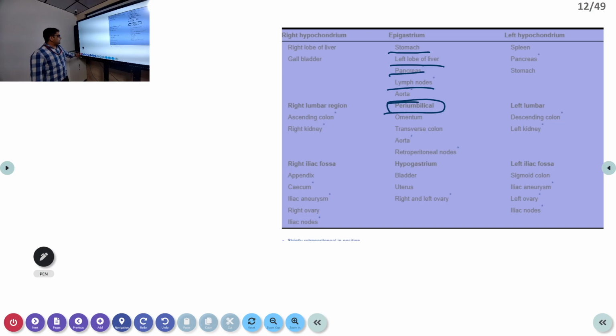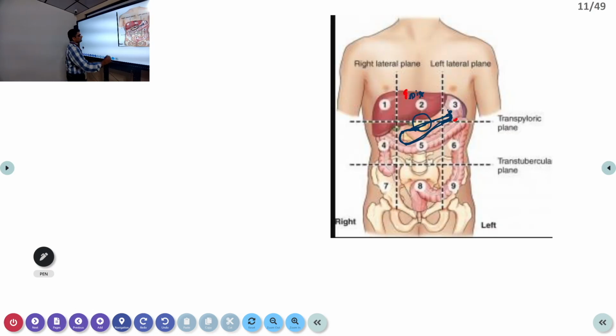The right lumbar is the kidney. Here you will see the kidney. This is the pancreas. You will see the kidney somewhere here. Posteriorly, kidney will be there. So the kidney there, that is also a retroperitoneal organ.